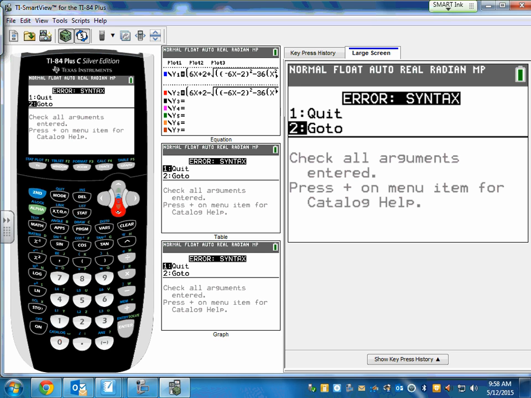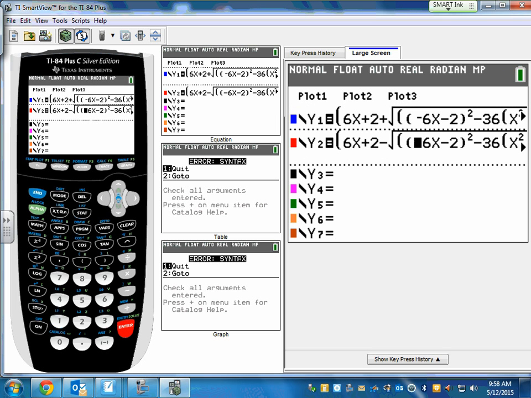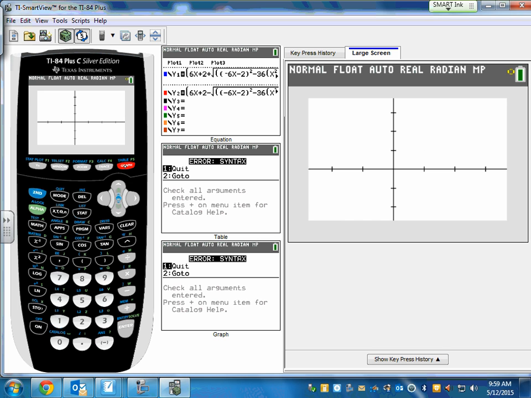Did yours work? Go to. Oh, look what I did. I typed a minus instead of a negative. If it ever says error and you hit go to, it'll take you to what the problem is. And so look, I typed a minus instead of a negative. Where does it say go to? Under, like when it says error, it should say quit or go to.